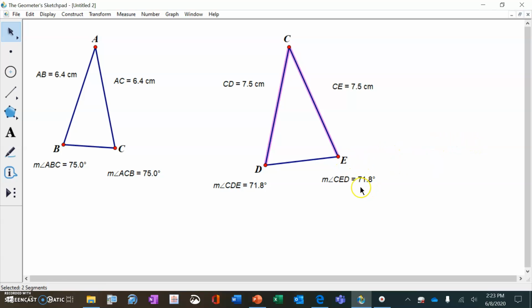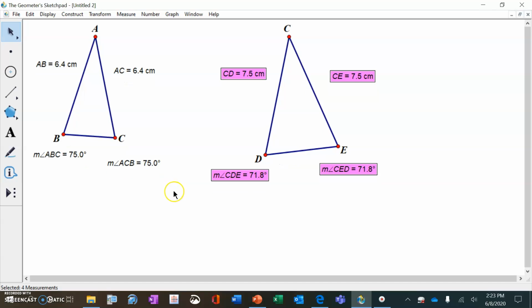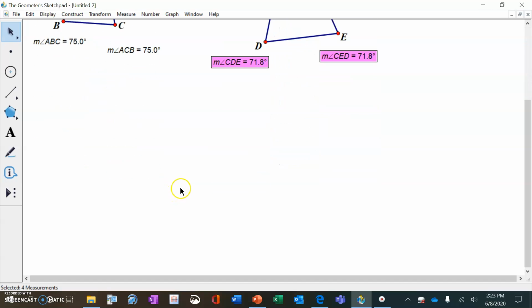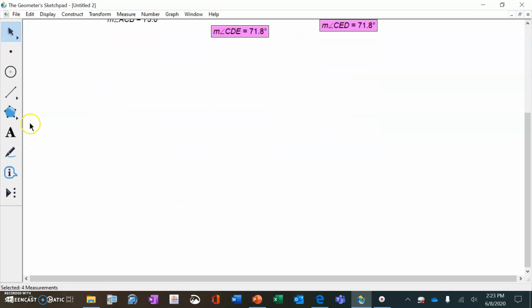Okay, so now, this would be the converse of this conjecture. So this conjecture said, if I have an isosceles triangle with two equal sides, then the base angles are equal. And this one said, if I create equal base angles, then the sides will be equal and the triangle is isosceles. Now there's one more conjecture in this lesson, and it has to do with an equilateral triangle.